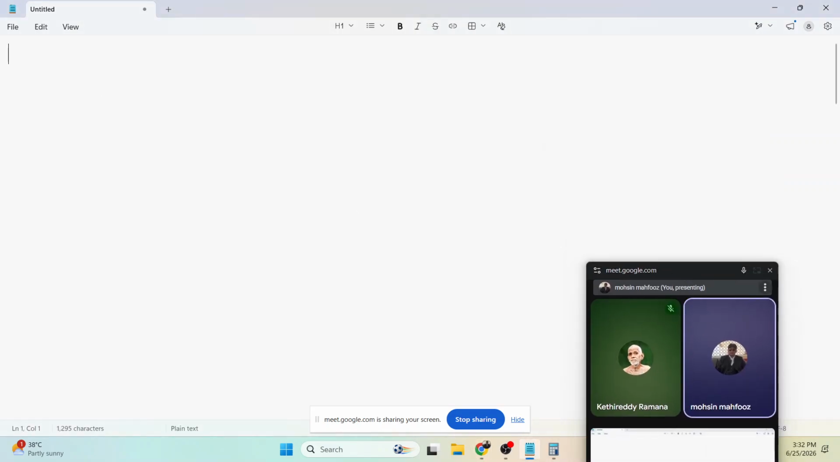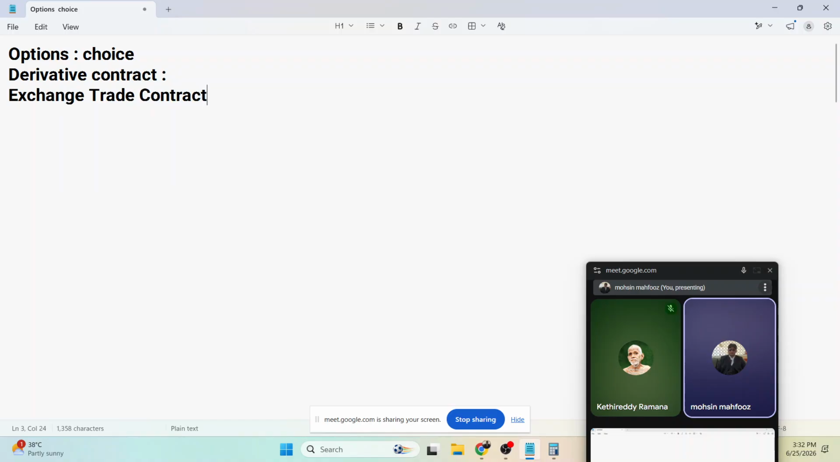Now we are talking about the options. Option means a choice. Okay, so option is also a derivative contract. Option is also a derivative contract and which is traded on a particular exchange. This is the exchange traded contract. Just like future, option is also traded on a particular exchange. So this is also known as an exchange traded contract. And we can further divide option into two segments. One is call and second one is put.